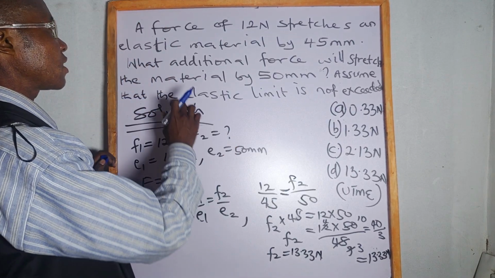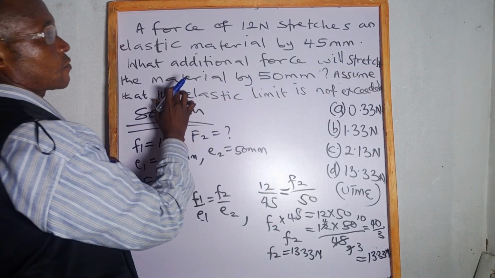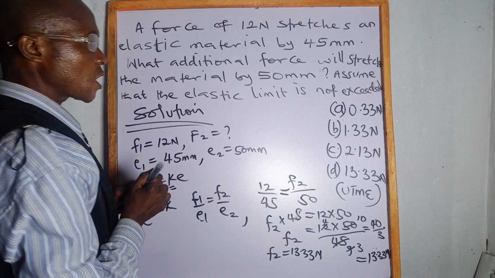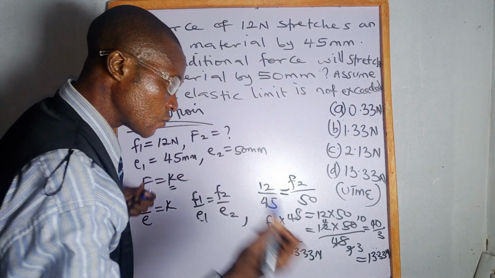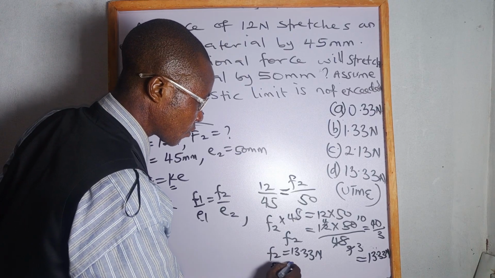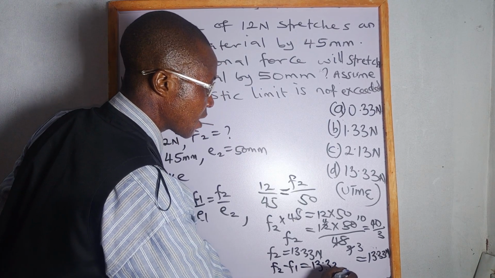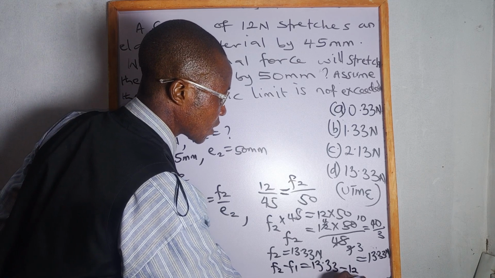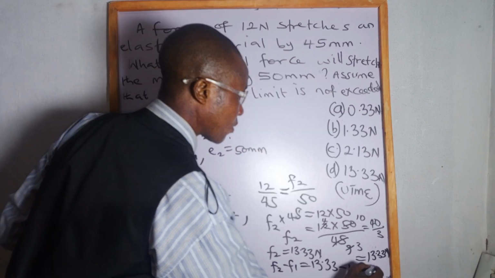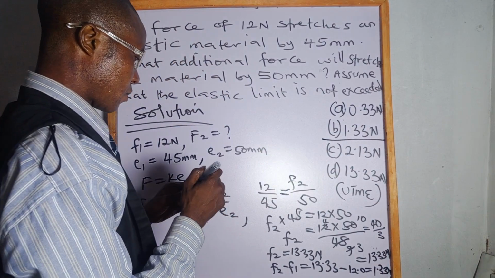Remember, the question is telling you to look for the additional force that will be added to the initial 12 Newton to stretch the material by 50 millimeters. So what you just need to do is subtract the initial force from this. F2 minus F1 will be 13.33 minus 12 Newton, and if done properly, that will be 1.33 Newton. So B is the correct answer.